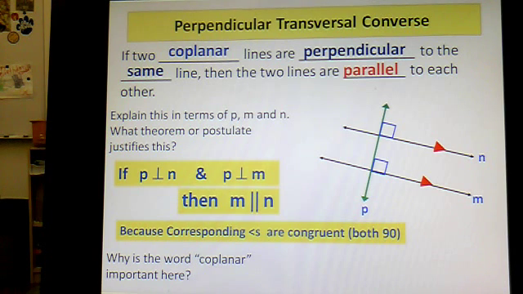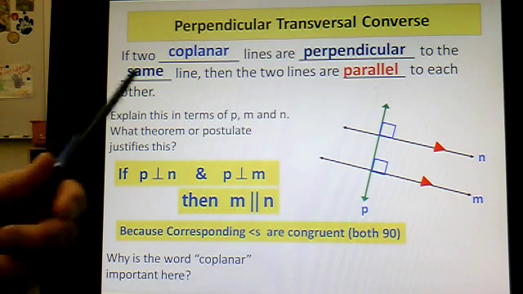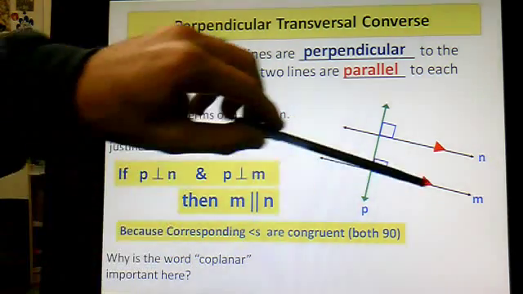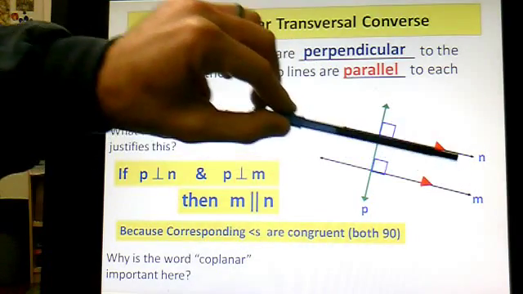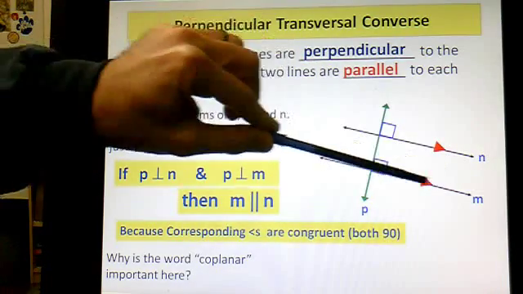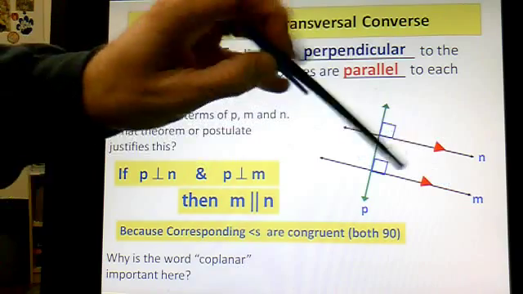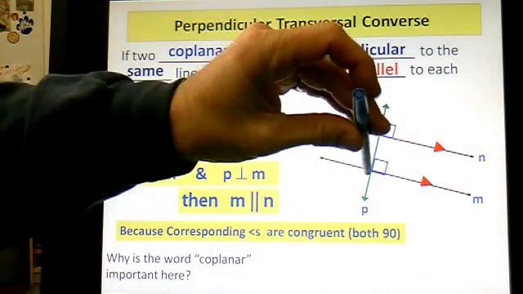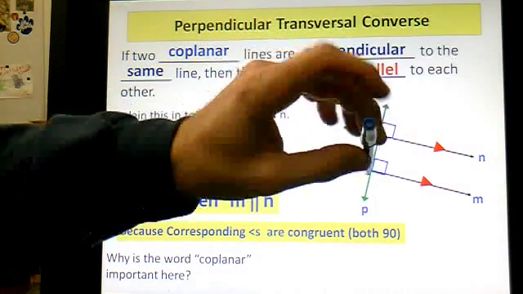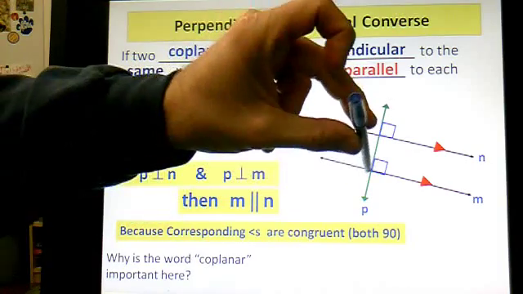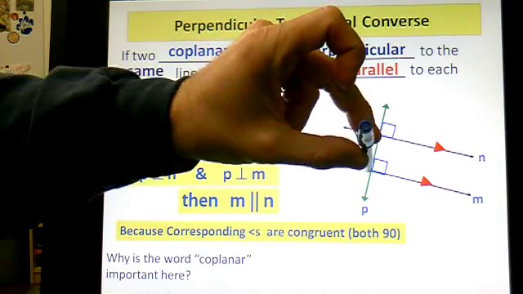And I added this on here. Why does the word coplanar have to be here? It kind of relates to what I talked about before. It says if two coplanar lines are perpendicular to the same line. If I were to take M off of here, but still make it perpendicular to P, I'm just going to rotate it so it's now pointing out at you, out of the screen. It's still at a right angle.